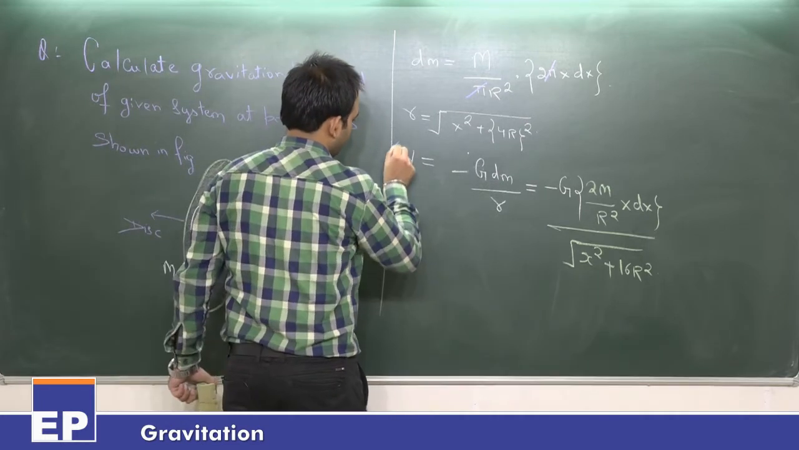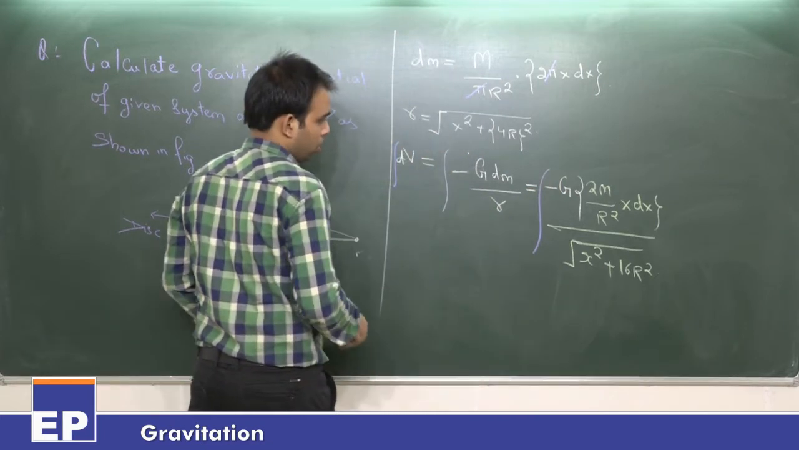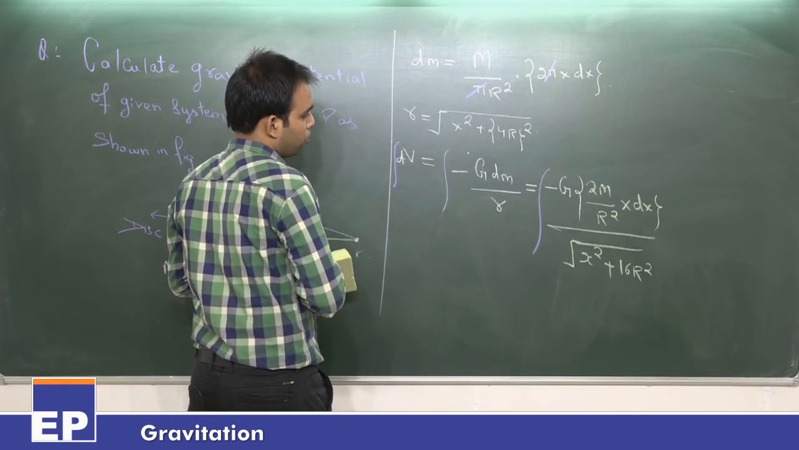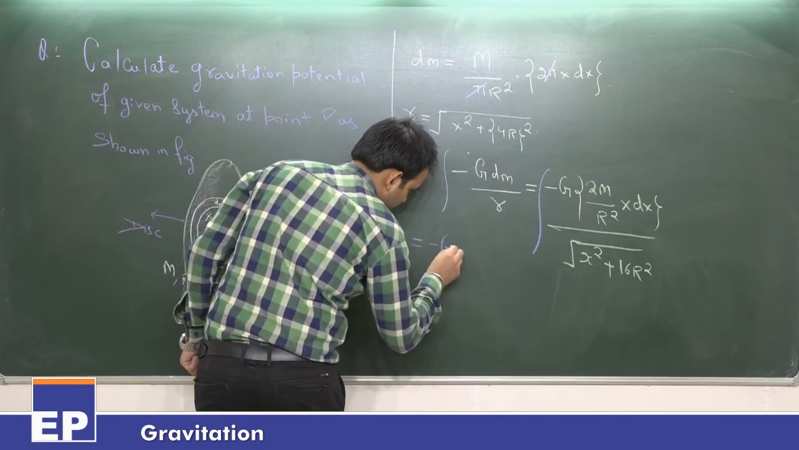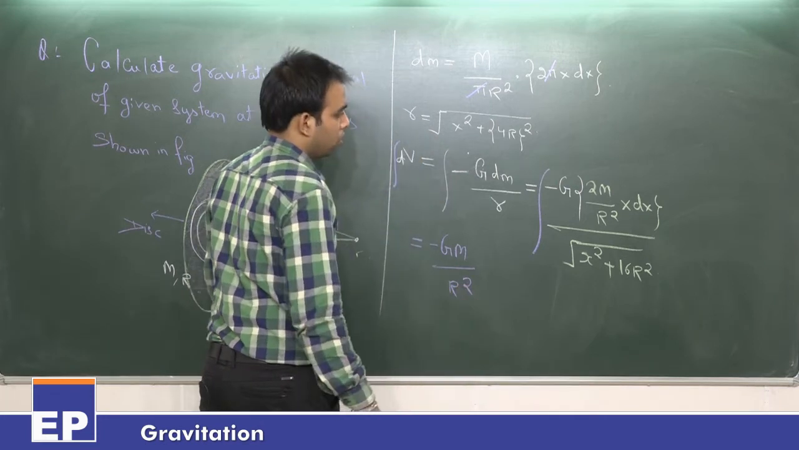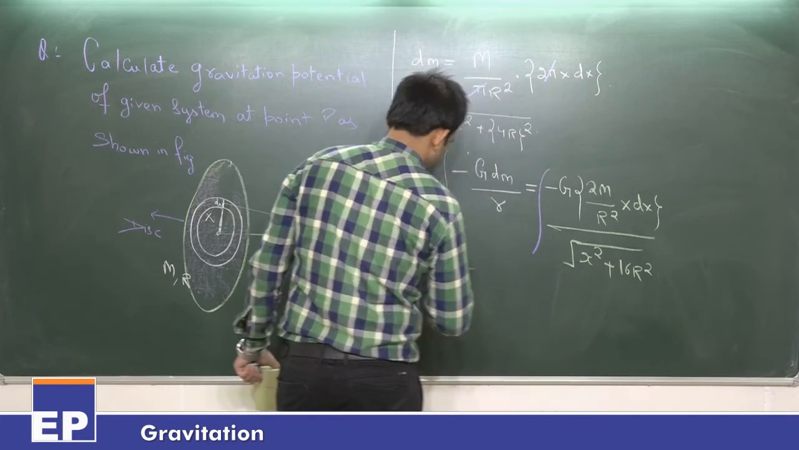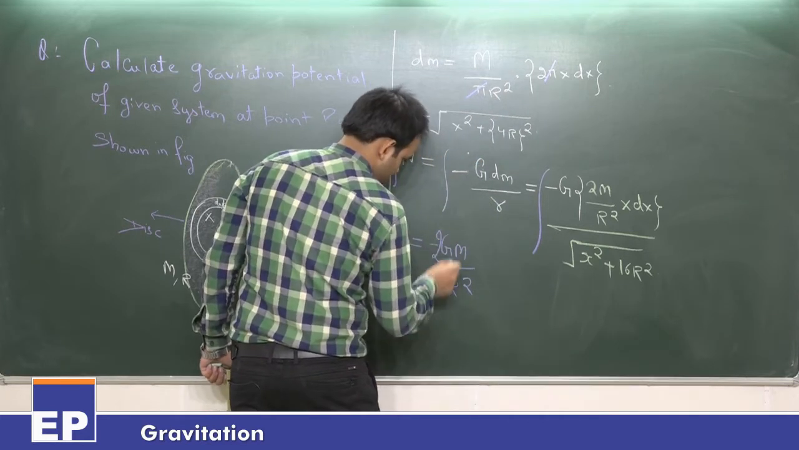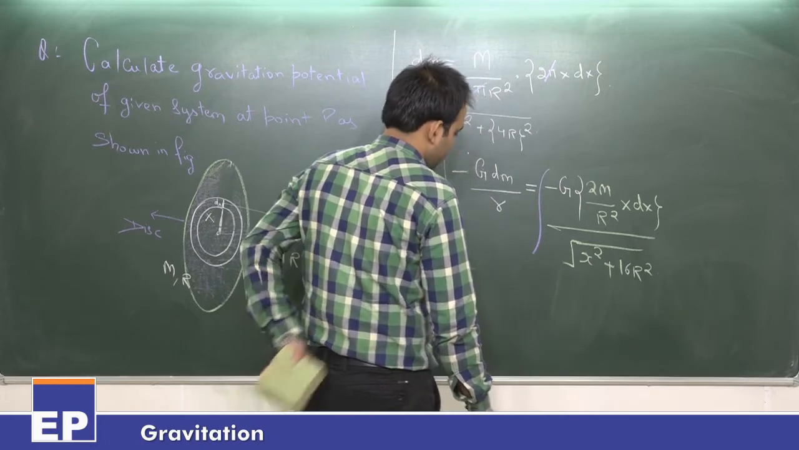Integrate this, if we calculate the total potential at this. That is minus of G into m by R square, integration of x dx by under root of x square plus this.